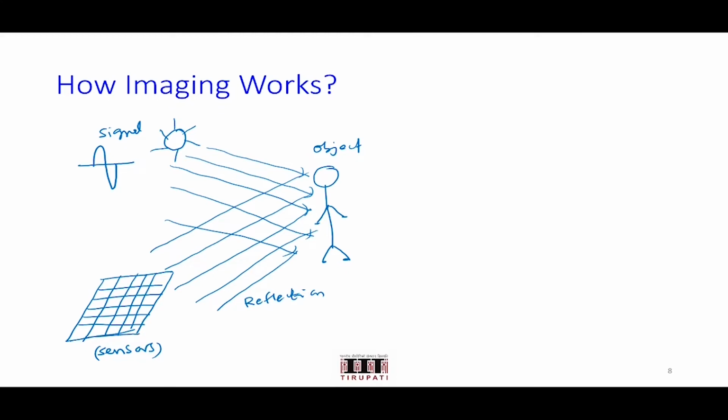And should it always be reflection? Not necessarily. This could also be the light that got transmitted. Okay, so here it is reflection, but it could have been transmission as well.